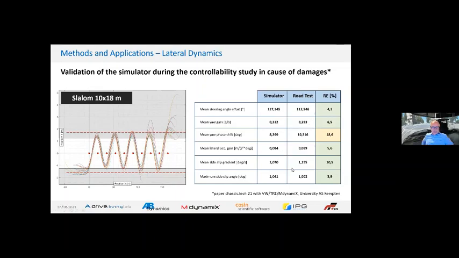What we have done is a lot of typical vehicle dynamics driving tests, like slowly increasing steer, slalom, ISO lane change, sine with dwell, and all this stuff, just to check whether the simulator behaves similarly and also the driver behaves similarly.